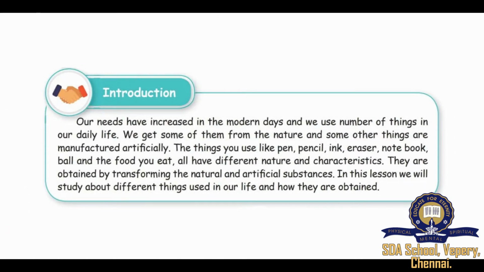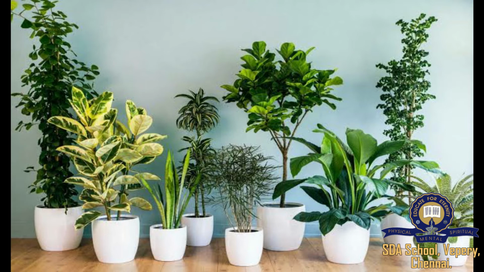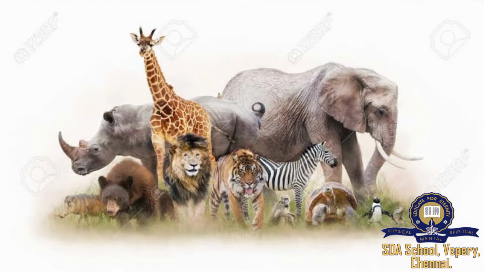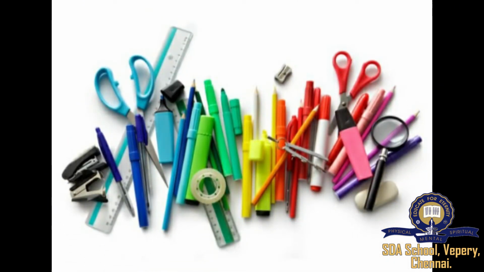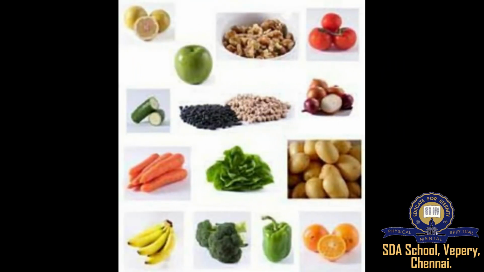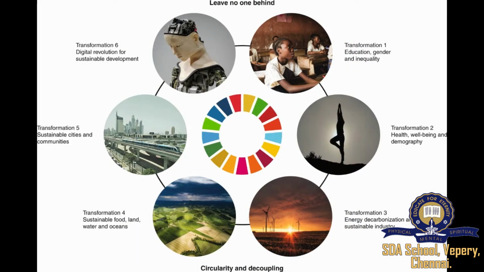Our needs have increased in the modern days and we use a number of things in our daily life. We get some of them from nature, that is from plants and animals. And some other things are manufactured artificially, man-made things, that is pen, ball, etc. The things we use like pen, pencil, ink, eraser, notebook, ball and the food you eat all have different nature and characters. They are obtained by transforming the natural and artificial substances.